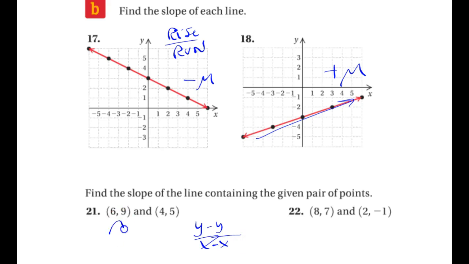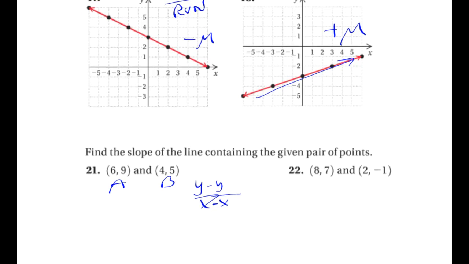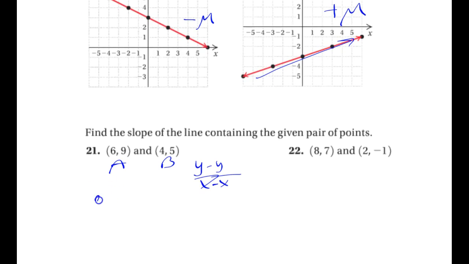And honestly, it doesn't matter if you do point A minus point B or point B minus point A. You'll get the exact same answer. My recommendation would be just stay consistent. So you could do 9 minus 5 over 6 minus 4, and that should be the same thing as 5 minus 9 over 4 minus 6. So I tried to switch. Here was point A minus point B, and here was point B minus point A.